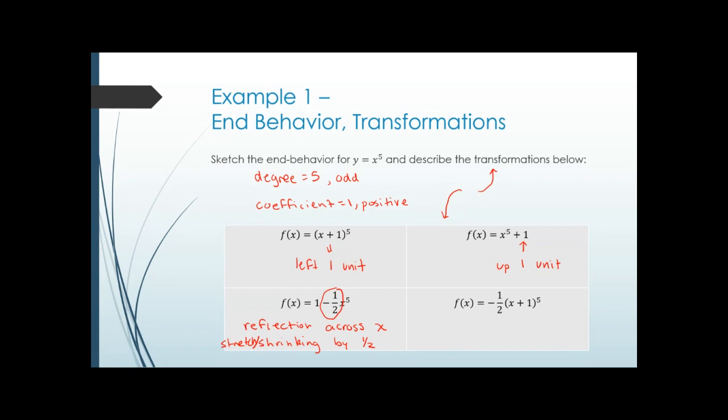Now the one on the right, this is another one where we have these parentheses. It makes a big difference because we have this negative 1/2 in front. That is the same as the reflection across the x and the shrink by 1/2. But then we also have this plus 1 in there, which is the left 1 unit. So we have both transformations on the left side combined into one. So we have a reflection across the x.